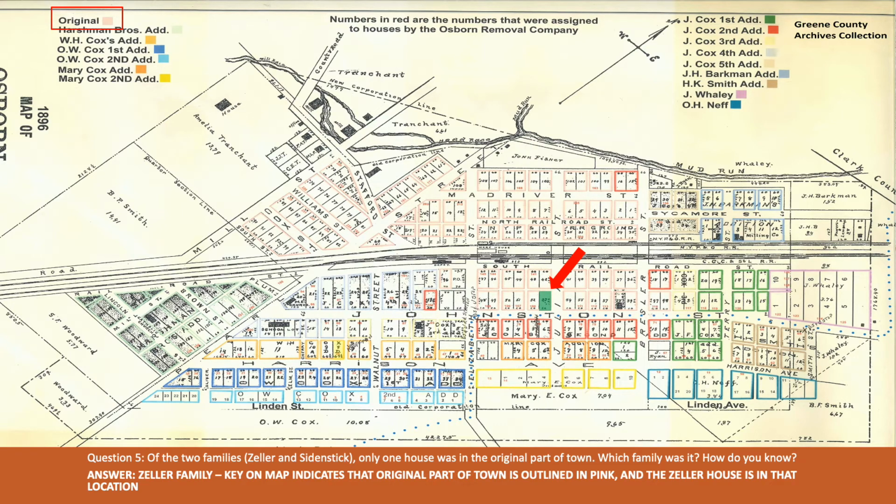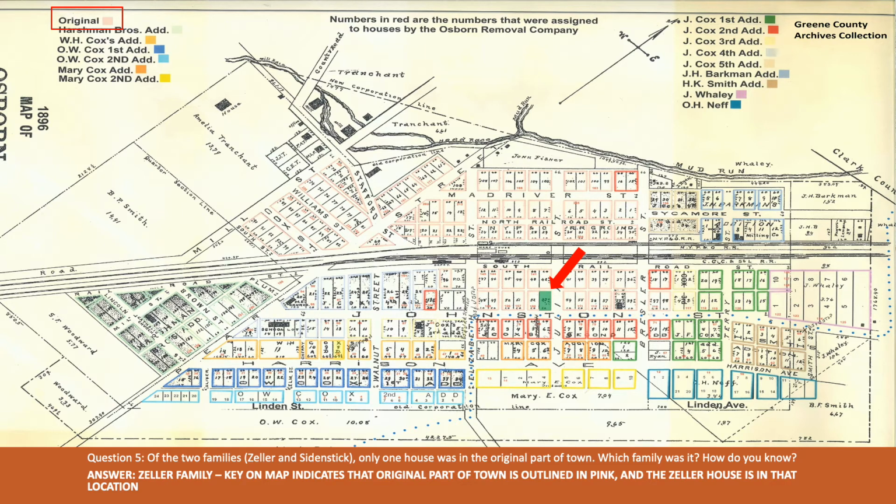If you're looking at that key, you see there that there are different parts of town that were added at different times, but there is one that's listed as original, and that's a pink peach color. Then we would go down to the map, and if you look at the map, it is the Zeller family's home that is actually in that original part of town. So that is how we know who lived in the original part of town.